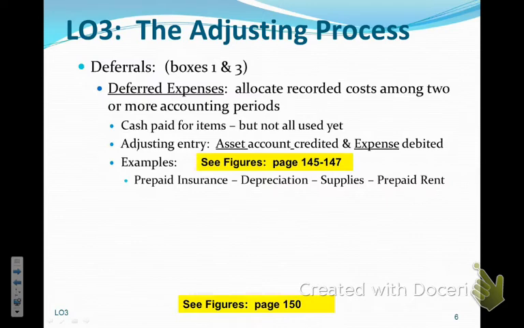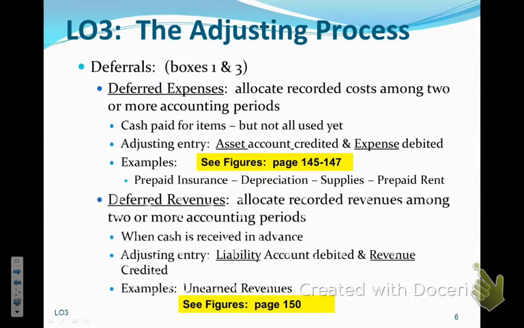If the cash was already received, then the adjustment would be to recognize the revenue. So this is when we're going to allocate revenues among 2 or more accounting periods. When the cash is received in advance, such as when we have unearned revenues, we're going to do the adjusting entry where the liability gets debited and the revenue actually gets credited. So the balance sheet account that gets affected in these adjustments for deferred revenues is the unearned liability, and then the income statement account would be the revenue account, which would be credited.